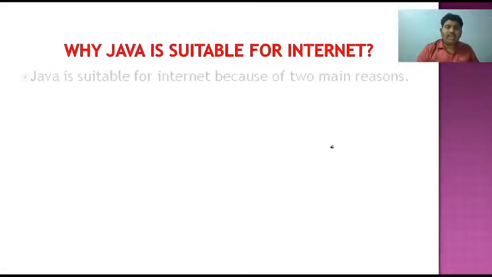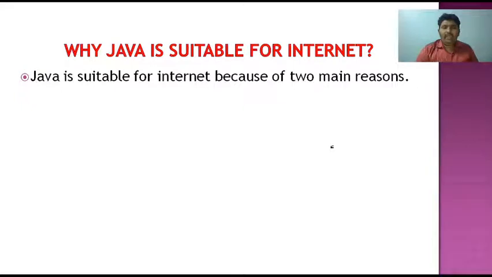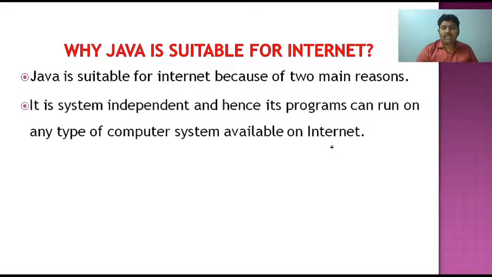So why is Java suitable for the internet? There are two main reasons behind why Java is suitable for the internet. The first one is that it is system independent, and hence its programs can run on any type of computer available on the internet. This is the main advantage of the Java programming language. Due to that, the program will run on any kind of computer which is available.